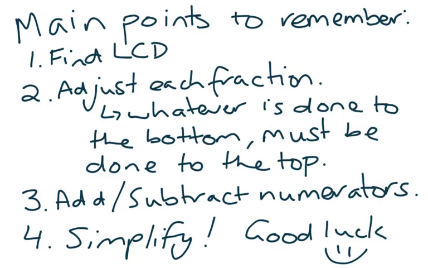Okay, so just some main points to remember when we're adding or subtracting fractions. The denominators must be the same. So the first thing you need to remember to find is the lowest common denominator. The second thing, you need to adjust each fraction over the denominator. So whatever is done to the bottom must be done to the top. After you've adjusted both of the fractions, you need to add or subtract the numerators, and the last step is check if you can simplify.